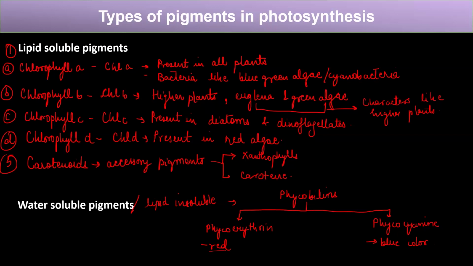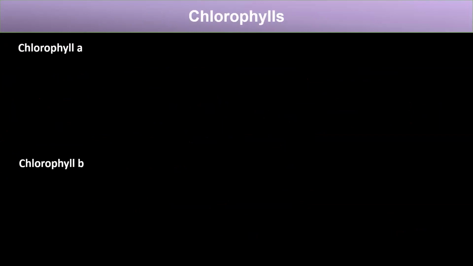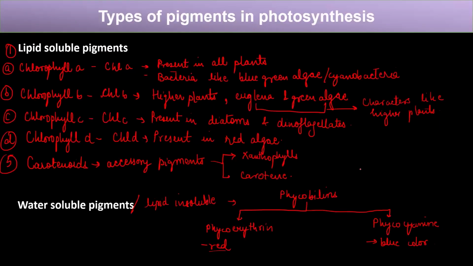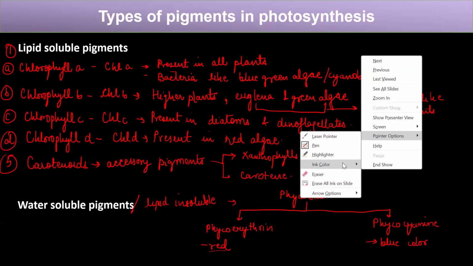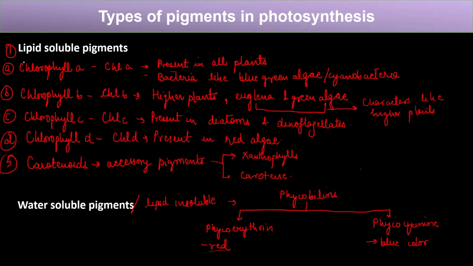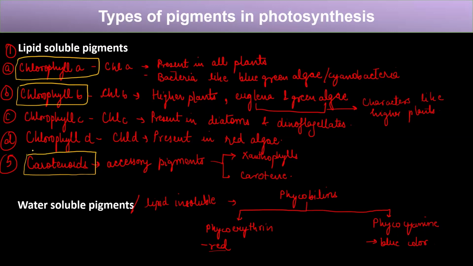Now, among these, we have studied about the six pigments, but in the case of higher plants, there are only three pigments that are present. So what are these three pigments? The first one is chlorophyll A. So in higher plants, chlorophyll A is present, chlorophyll B is present, and carotenoids are present. So these are the three pigments that are present in the higher plants. We will study about these pigments in detail.